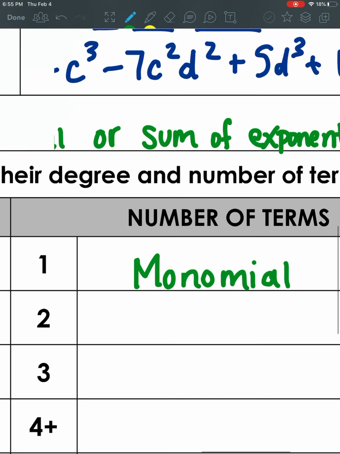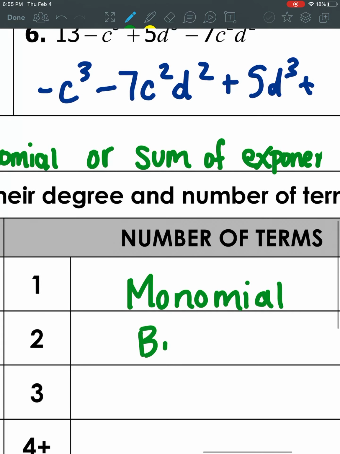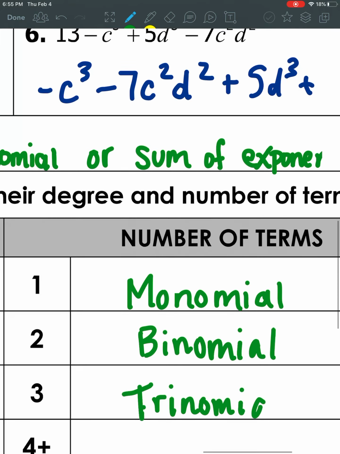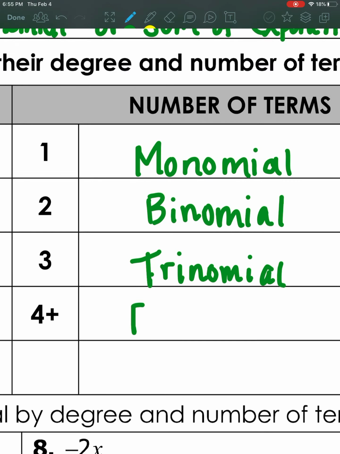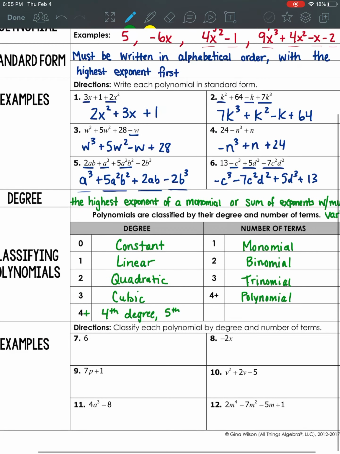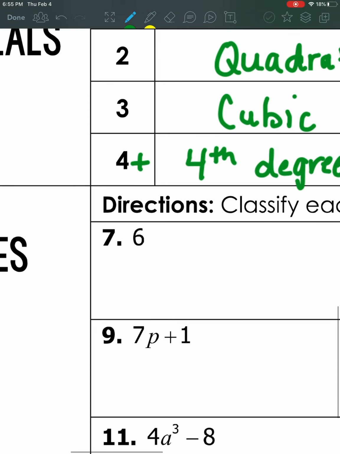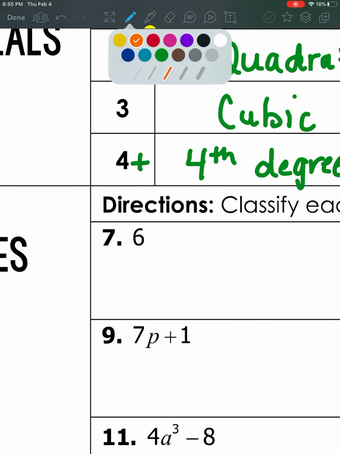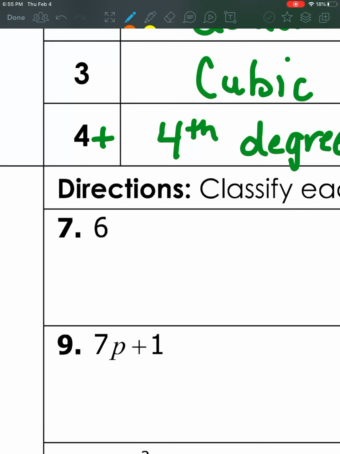So one term, remember terms are separated by plus and minus signs, so we call that a monomial. Mono meaning 1. 2 terms, we call that a binomial. 3 terms, trinomial. And then again, once we get to 4, well then we just simply call that a polynomial. So if it has 4 or more terms, we call it a polynomial. So if we classify these examples below, so we have just the number 6.